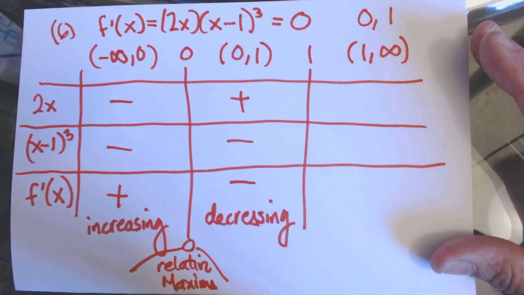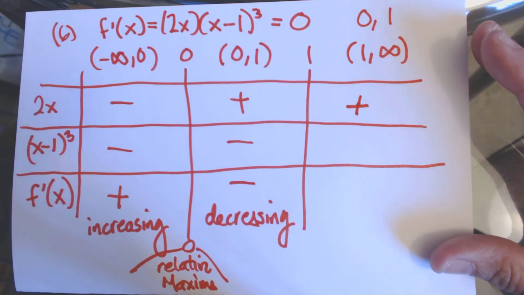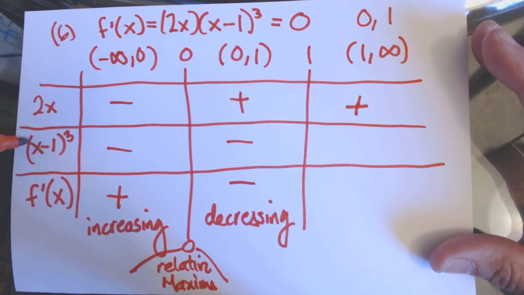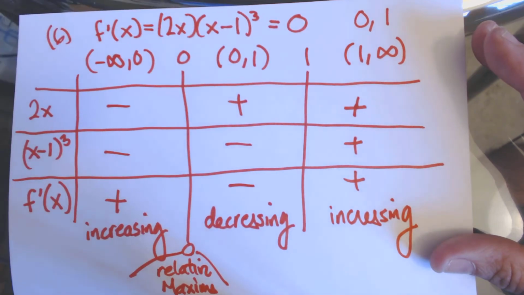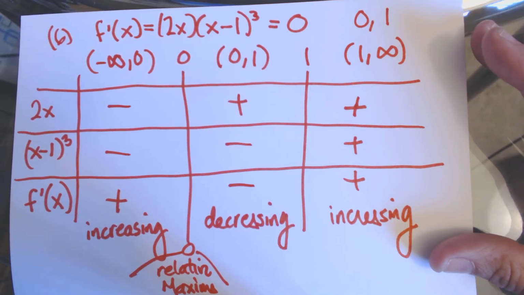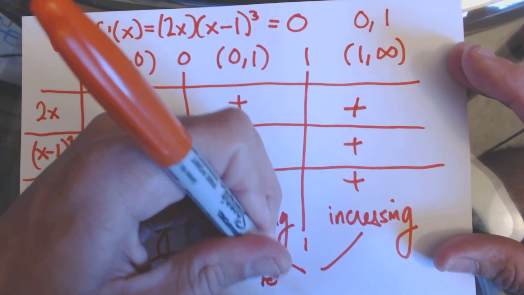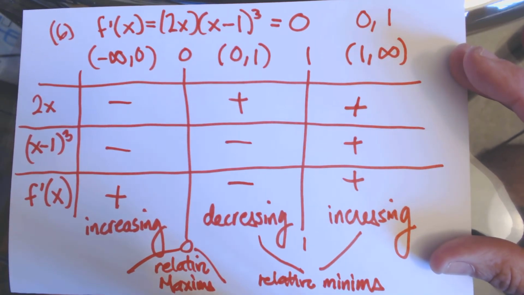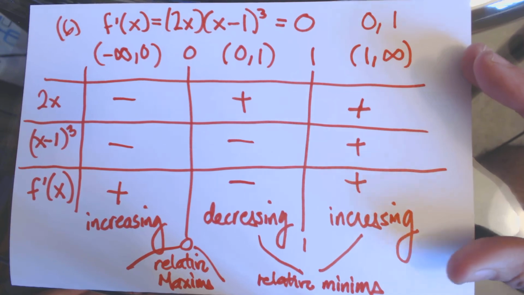And then finally we have the interval between 1 and infinity. Let's plug in 2. 2 times 2 is 4, which is positive for the first portion of the derivative, and then we're going to plug in 2 for the second portion of the derivative, which is going to give us 1 cubed, which is positive as well. Positive times a positive is positive, so the function will be increasing after it hits the critical value of 1. And so because it's decreasing first and then it's increasing after it gets to 1, that means we're going to have a relative minima at the critical value 1. And that's it for this problem.